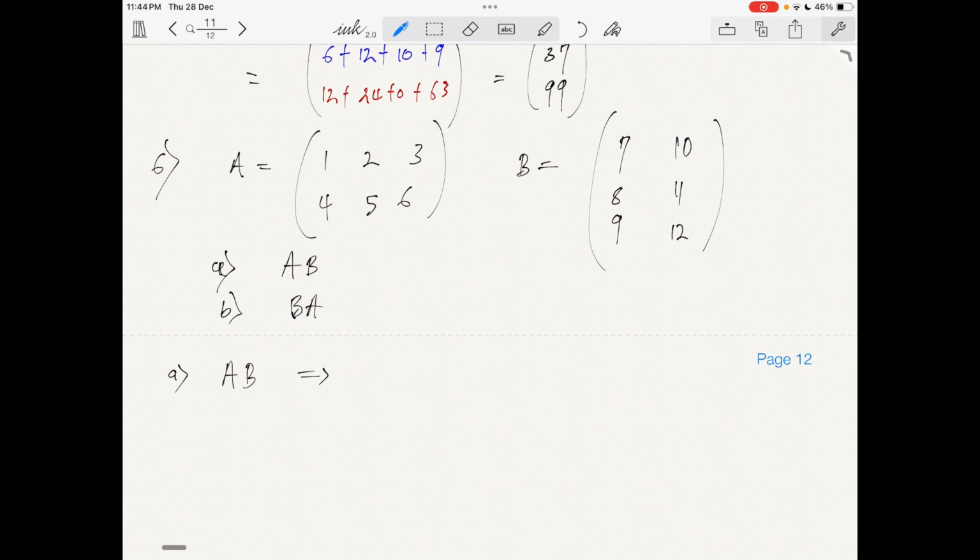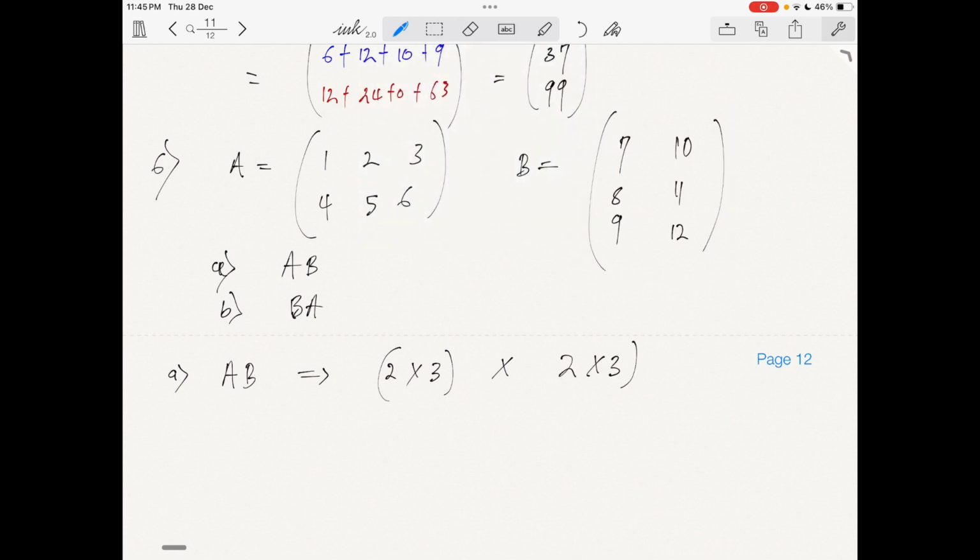Now the order of A, as we can see, is 2 rows and 3 columns. So in that case, we have a 2 by 3 matrix, and then we are multiplying it by B. If you look at the order of B, we have 3 rows and 2 columns.